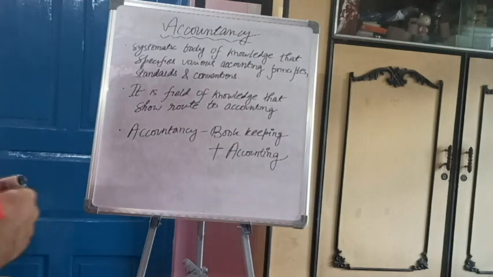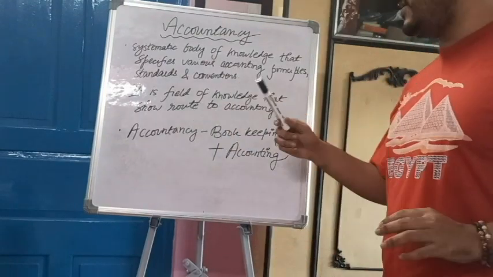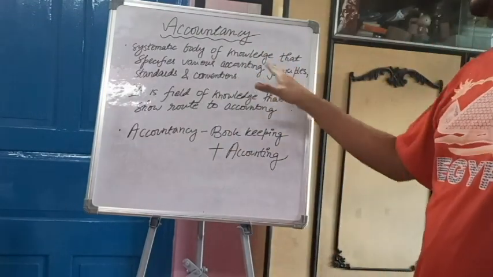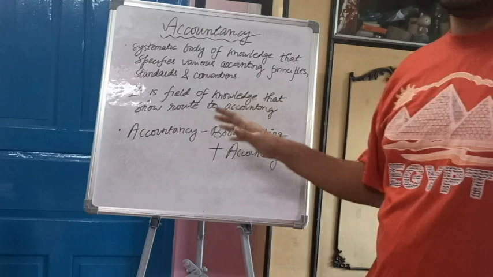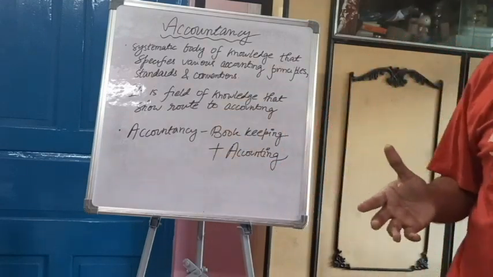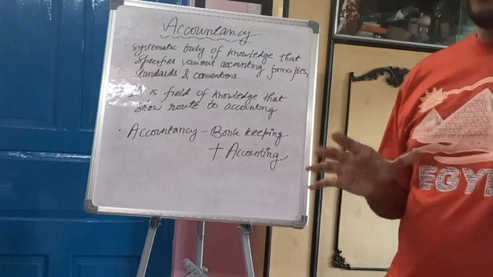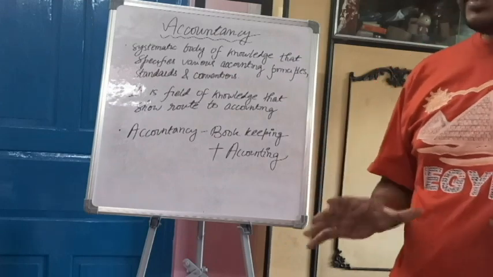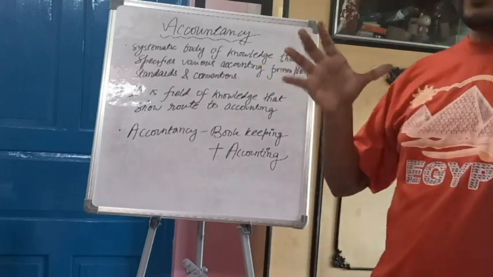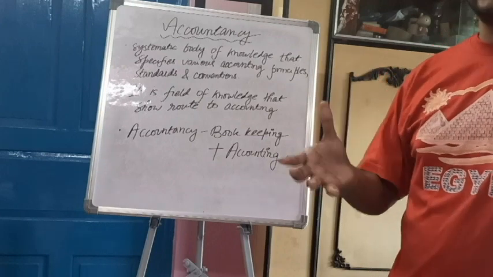So, what is accountancy? Accountancy is a systematic body of knowledge that specifies various accounting principles, standards, and conventions. That means, as we know, like accounts, there are various principles, standards, and conventions which need to be followed. That systematic body of knowledge is known as accountancy.